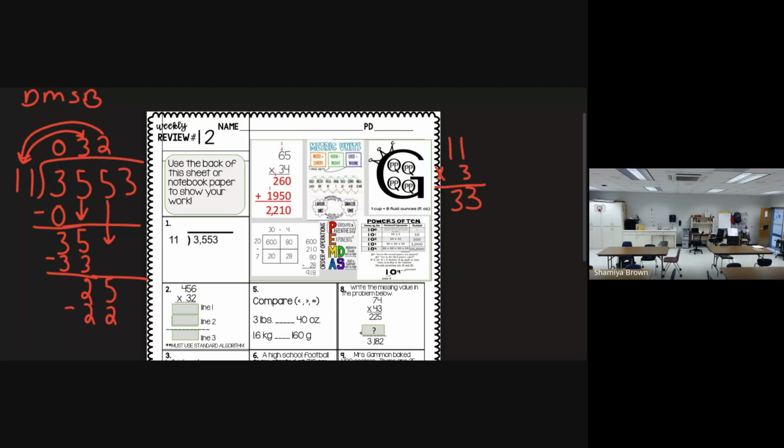Then I'm at the S, which is subtract. 5 minus 2 is 3. And I know 2 minus 2 is 0, so I don't have to put that 0. Now I'm back at the B, so I'm going to bring down this 3 here. And now I'm trying to do 33 divided by 11. Well, I know that's 3. So 3 times 11 is 33. I subtract that and I get 0. Okay, so my answer would be 323. That's what that answer would be for that division problem.